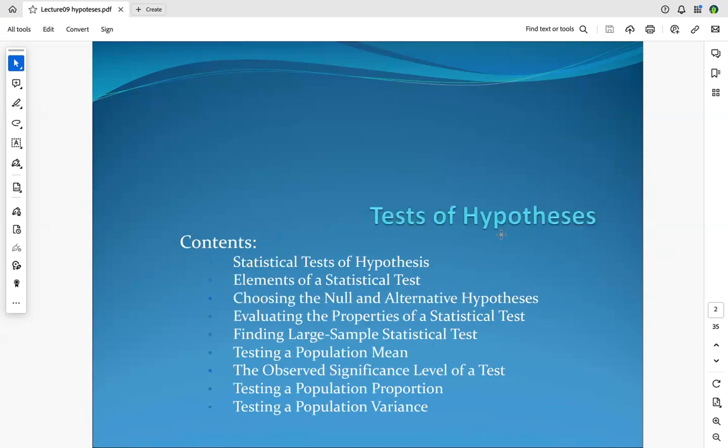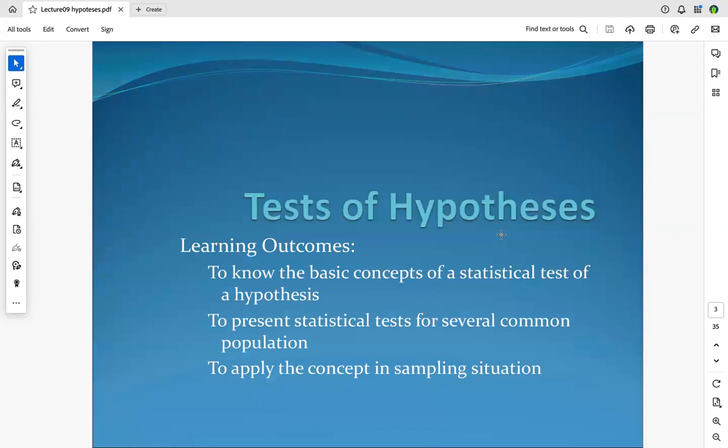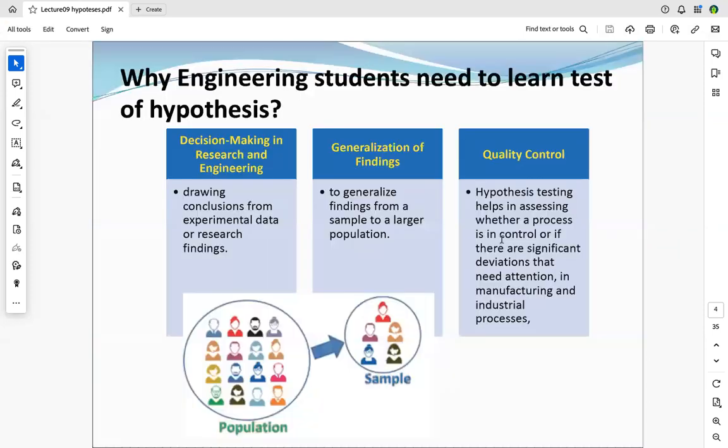And again, what we are going to learn in this topic is about test of hypothesis. Basically, it is for us to do decision making in research and engineering. So imagine we have 1,000 users, and we are now dealing with big data. How can we get the feedback of all the population on a product?